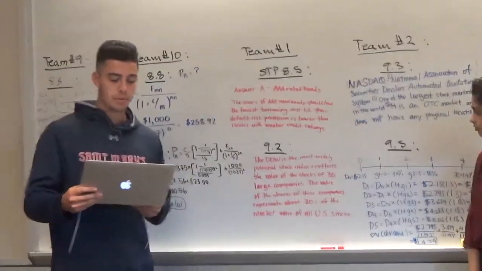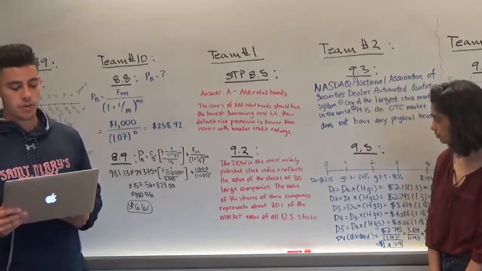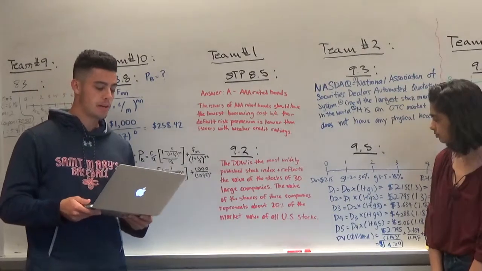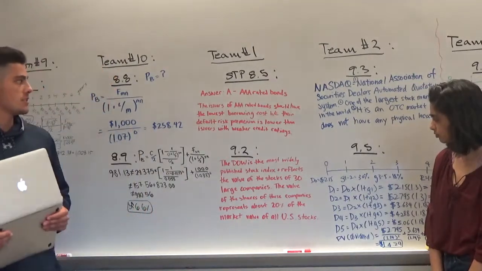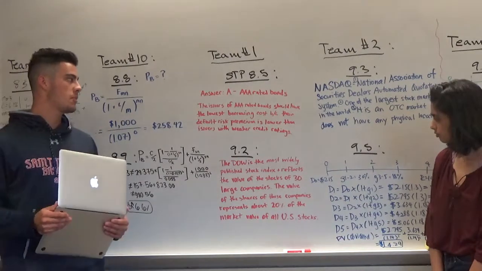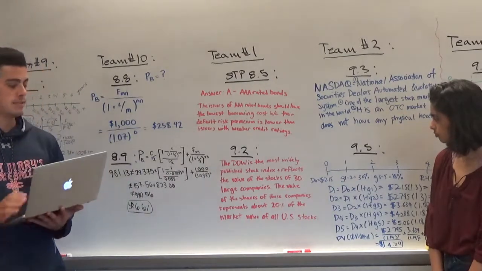The question for 8.5 was which of the following classes of securities is likely to have the lowest corporate borrowing cost? And the answer was A, which is the AAA rated bonds. That's because the issuers of the AAA rated bonds should have the lowest borrowing cost because their default risk premium is lower than issuers with a weaker credit rating.